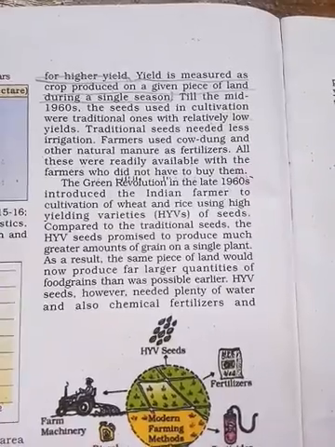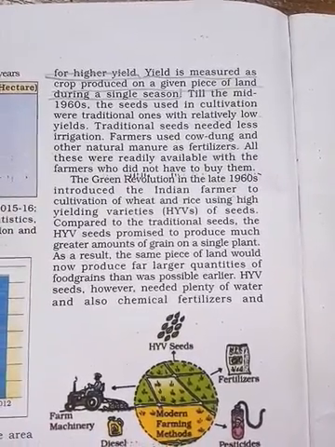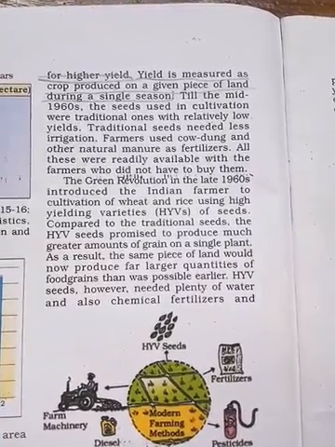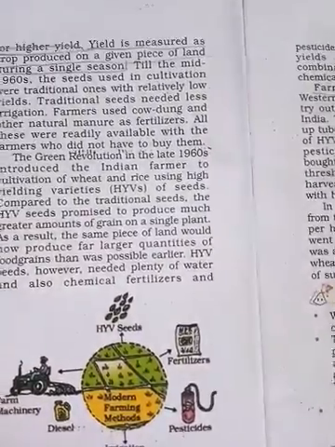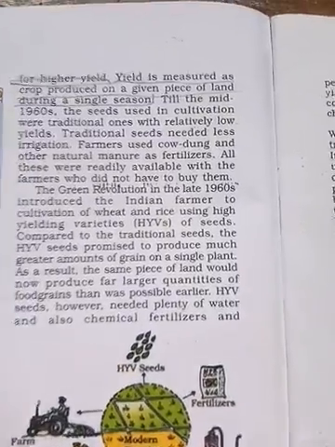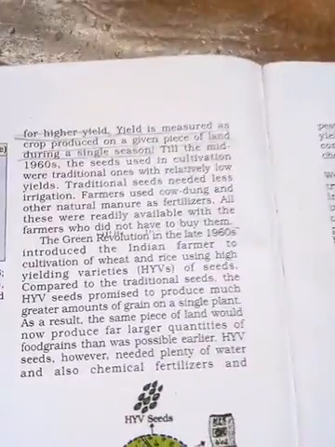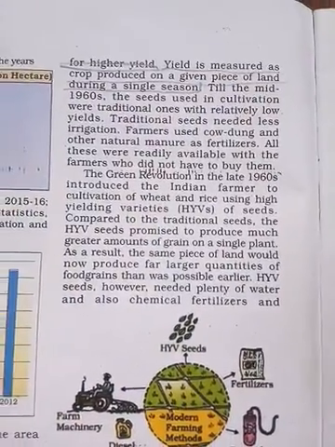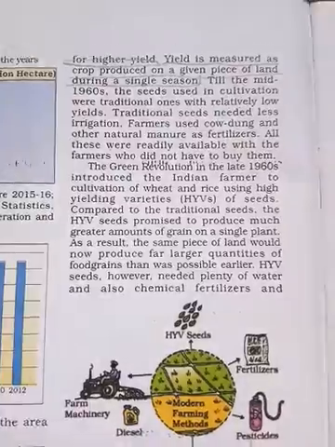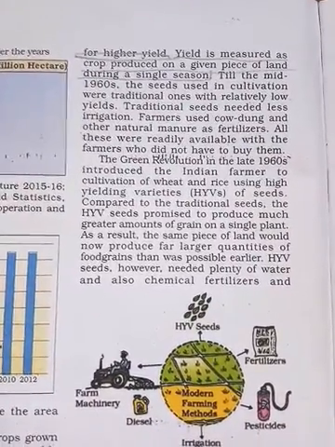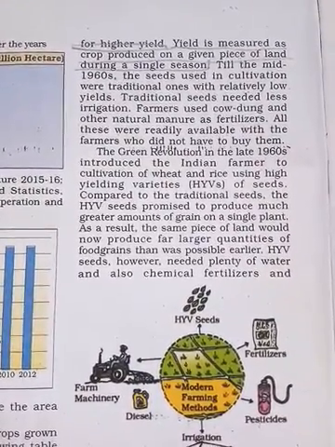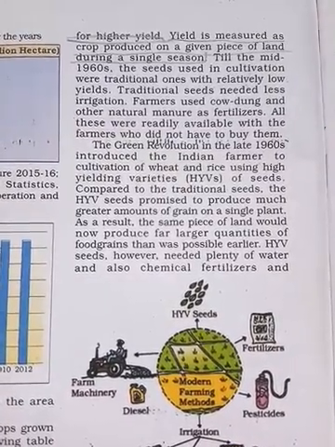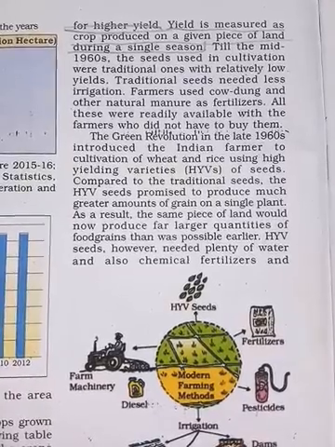The farmers used cow dung and manure, which were readily available to the farmer, who did not have to buy them. That means in the traditional method they don't need to buy anything. They used locally available natural manures like cow dung. After the Green Revolution in the 1960s, Indian farmers are using high yielding variety seeds, HYV seeds.